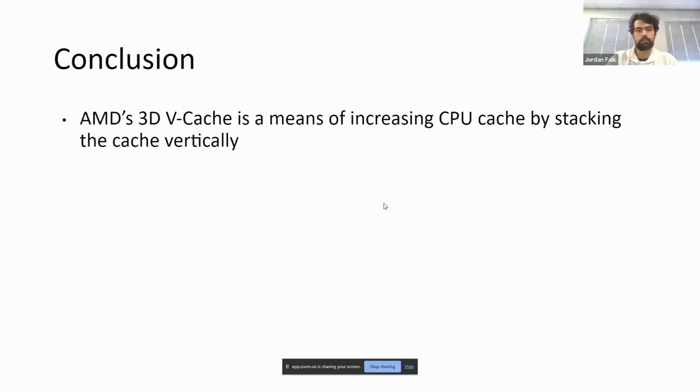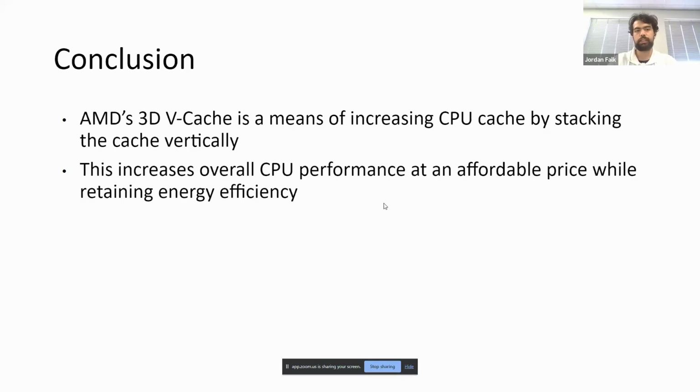So in conclusion, AMD's 3D V-cache is a means of increasing the CPU cache by stacking the cache vertically. This increases the overall performance at an affordable price while retaining energy efficiency.